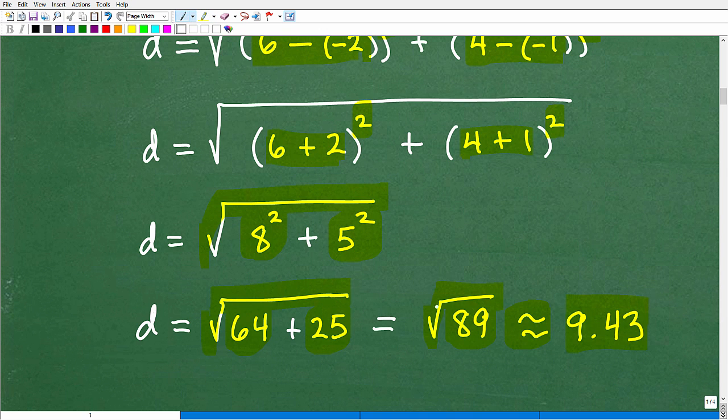9.43. Now, of course, when you take the square root of a real number, you'll get a positive and negative version. When you're looking at the distance, you could just think of it as displacement, or you could just go ahead and write the positive version of that answer. Okay, so it would be approximately 9.43.